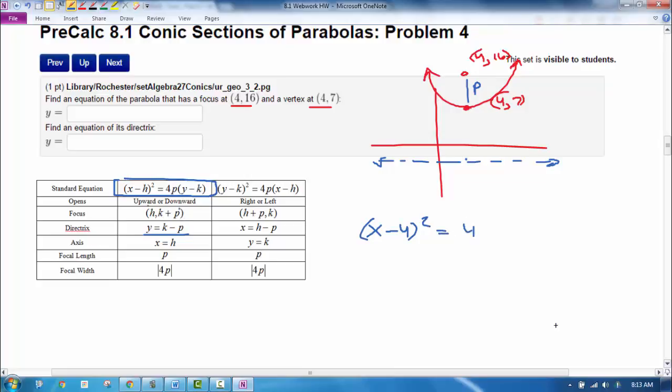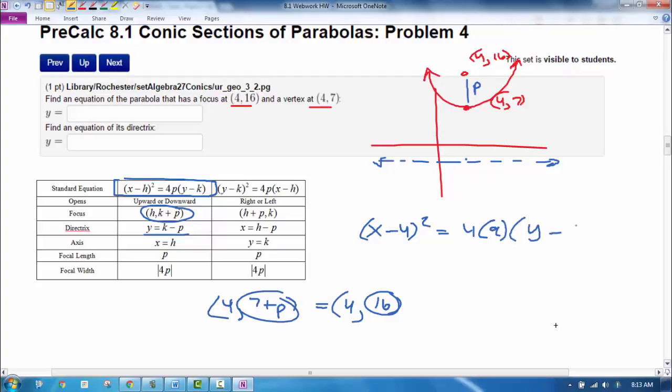Like I said, if you're not sure, they gave us the focus as well, so you can always just set this equal to what they gave us for the focus. So because h is 4 and k is 7, you can set this point equal to what they gave us for the focus, and then just compare. 7 plus p equals 16, therefore p is 9. And then I have y minus k. K is 7 in this case.